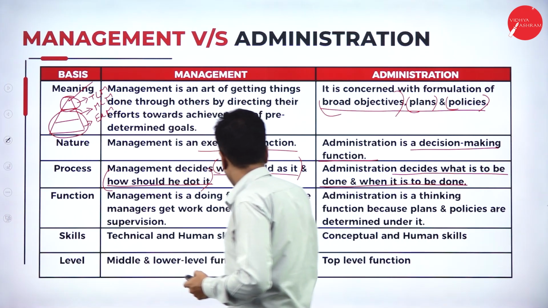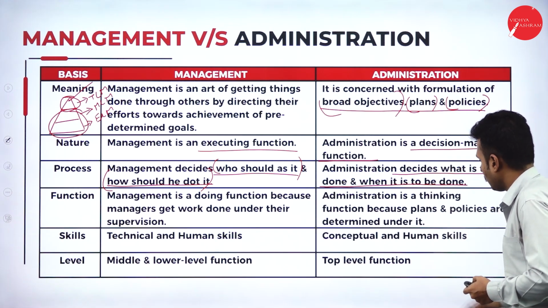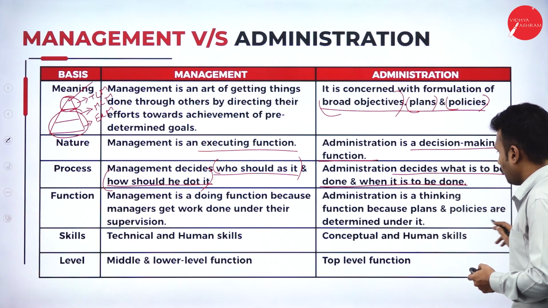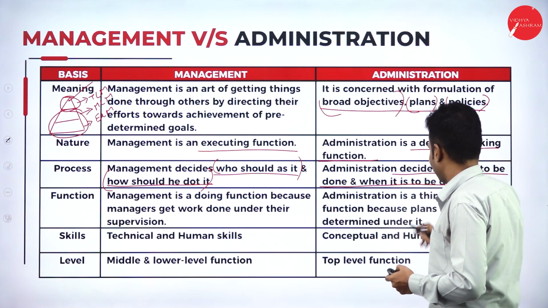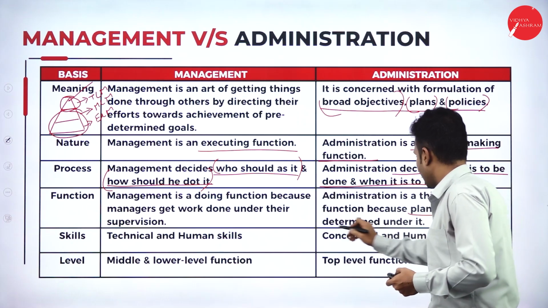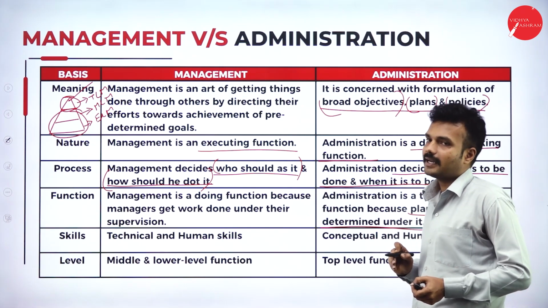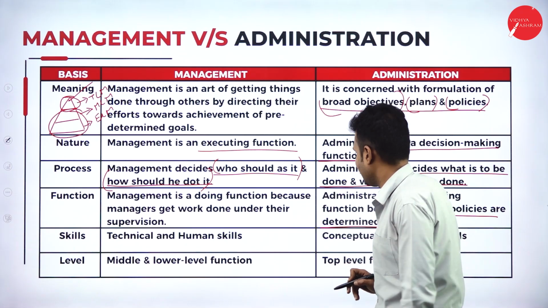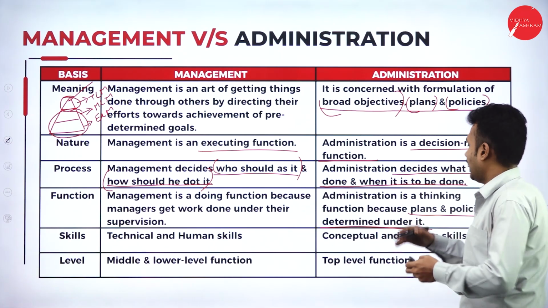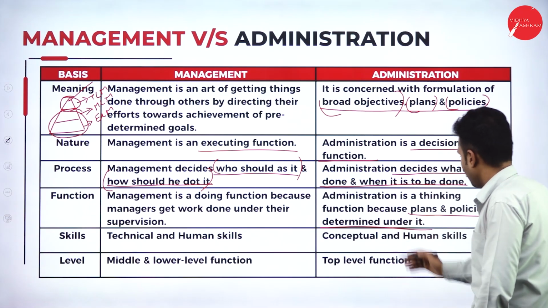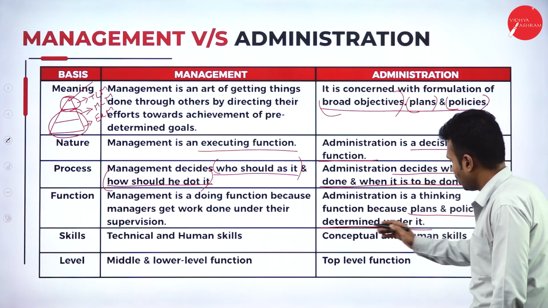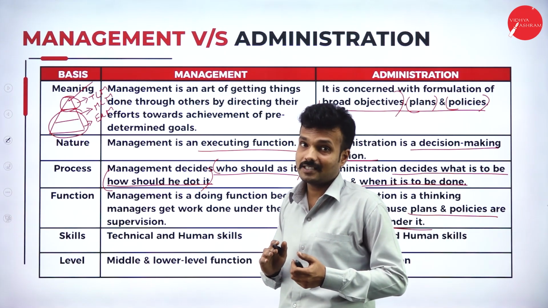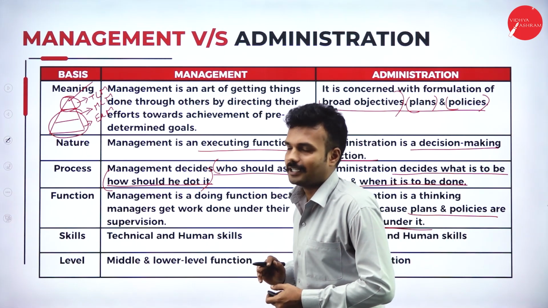So what is the function of administration? Administration is a thinking function because plans and policies are determined under it. The plans and the policies are determined or decided by the top authority, which we call the administration. So hence we can say that administration is a thinking function because plans and policies are determined under it. Whatever the plans and policies of the organization are, they are determined by the administrative level.